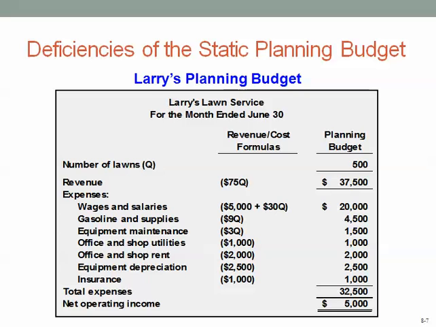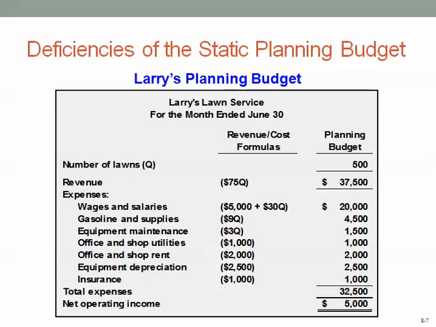We can look at the equation for revenues. $75 times the number of lawns will give us our revenues. Wages and salaries has a fixed component of $5,000 plus a variable component of $30 per lawn, and again, he expects to cut 500 lawns. Gasoline and supplies and maintenance are purely variable. Gasoline is $9 per lawn. We estimate equipment maintenance at $3 per lawn. Our office and shop supplies are fixed at $1,000. Our rent is fixed at $2,000. Our equipment depreciation and insurance are also fixed. So based on a planning budget or static budget, our expectation of cutting 500 lawns, Larry expects to make a profit in June of $5,000.